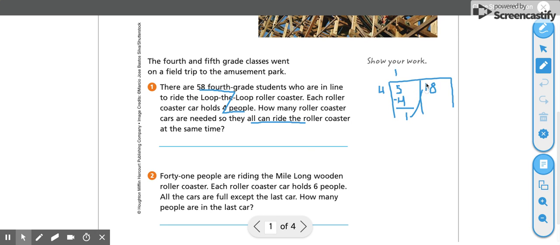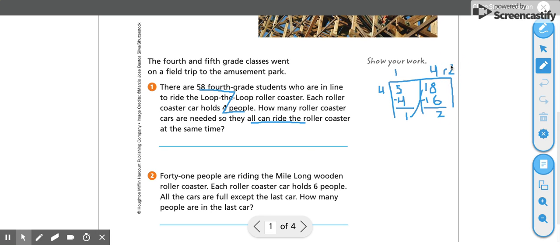So I have 18. So 4 goes into 18. Well, 4 plus 4 is 8. Plus 4 more is 12. Plus 4 more is 16. If I did 1 more, I'd get too high. So I'll say my 4 times 4 is 16. And I'll say 18 minus 16 is 2. So I end up with a remainder of 2.